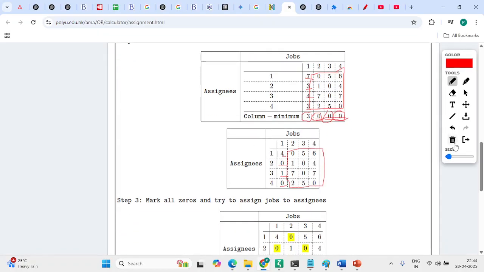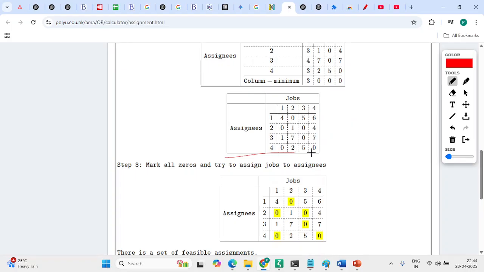Now we have got this matrix, and now we have to do allocation. Allocation means you are going to decide which person is going to do which job. Whether person 1 is going to do job number 1 or job number 2 or job number 3 or job number 4, that we have to decide.